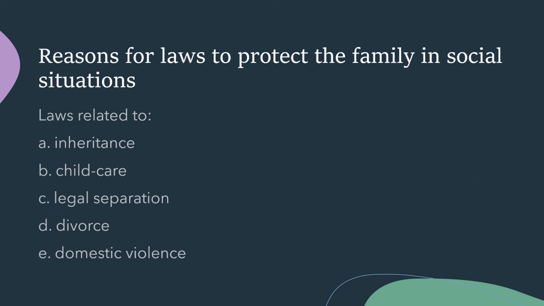Next up, we need to know the reasons for laws to protect the family in the social situation. Families must have laws that protect their inheritance, laws that protect the care of children, laws that protect the legal separation in a marriage, laws surrounding divorce, and of course, laws surrounding domestic violence.